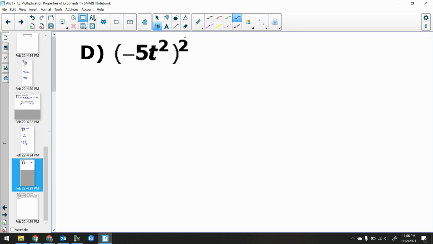Taking a look here, I again distribute this exponent to both parts of my product. I take in negative 5, and then I square it, and then I've got t squared, and then I square it. Negative 5 squared gives me a positive 25, and t squared squared gives me a t to the 4th.